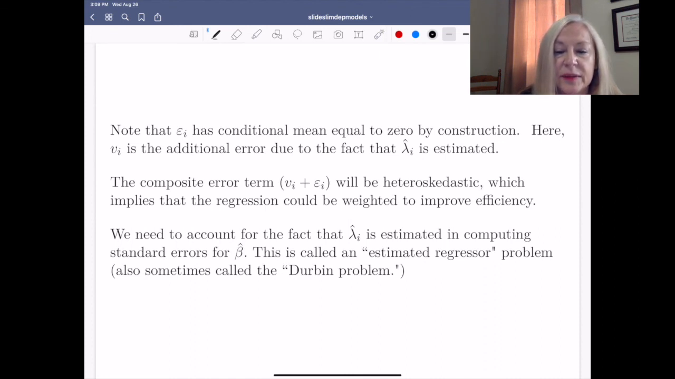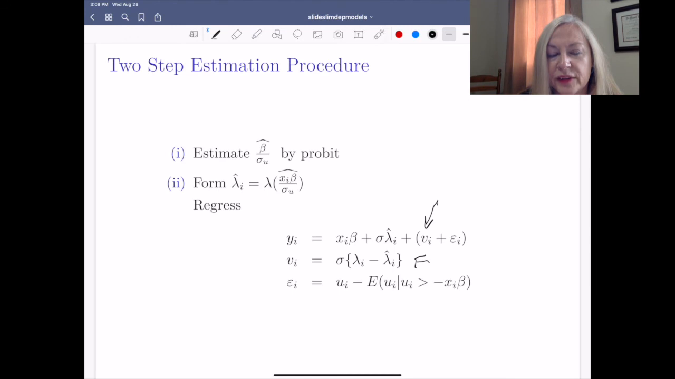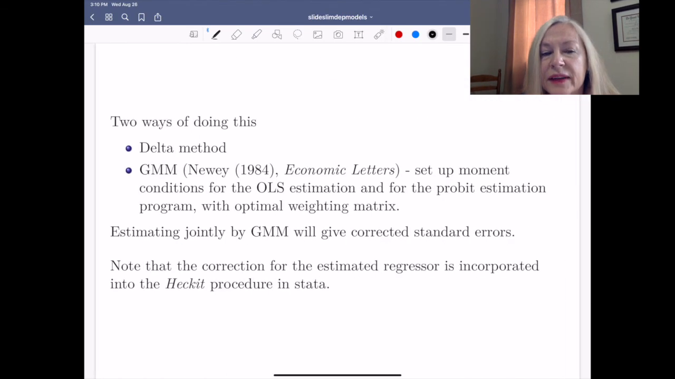This is also something called an estimated regressor problem, right? Because we're sticking in an estimated regressor from a first stage, and it's also sometimes called the Durbin problem, okay? So how do you get correct standard errors? Well, there are a couple of different methods. In Heckman's original article, he suggested just using the delta method. Or Newey has a short little paper, which is very elegant.